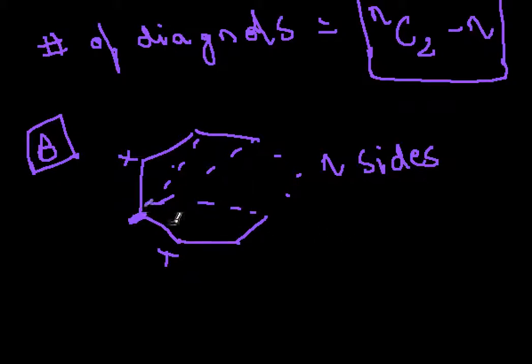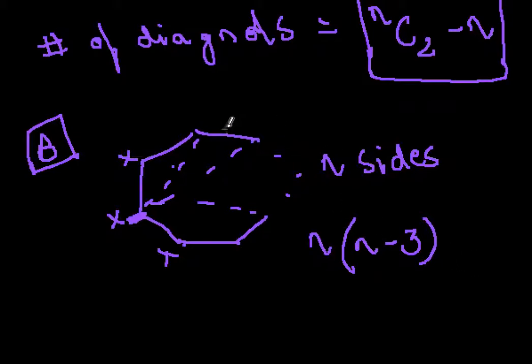So the total number of ways of selecting the first point is n. We are selecting any one point out of n. Now how many diagonals can be formed from this point? It would be n minus 3, because we are deselecting this and this point. A diagonal cannot be formed with the point itself and the 2 neighboring points. For all the rest of the points we can form a diagonal. So n into n minus 3.